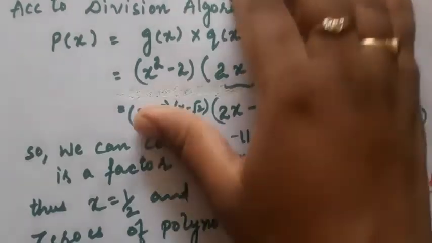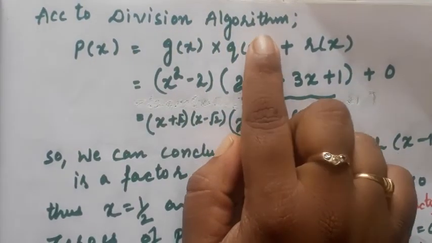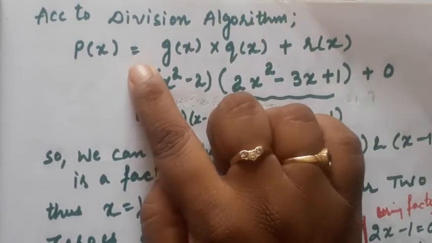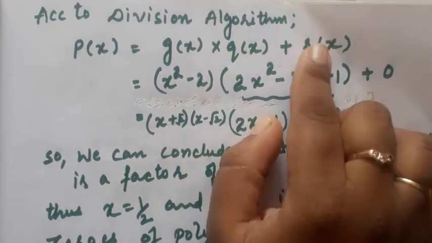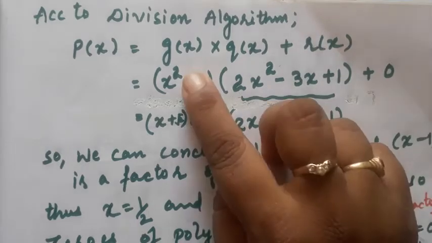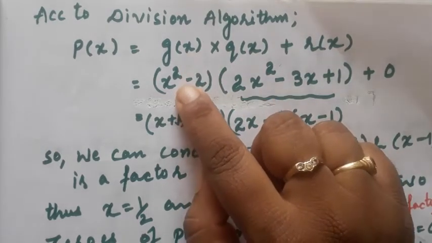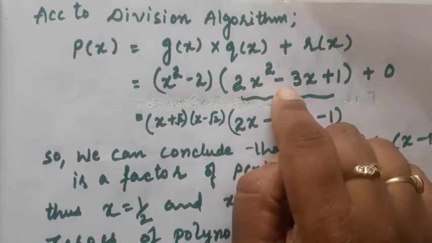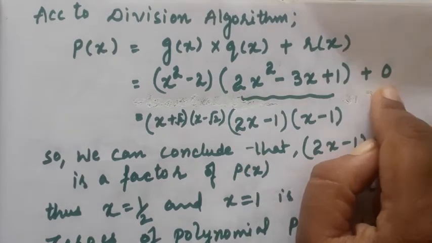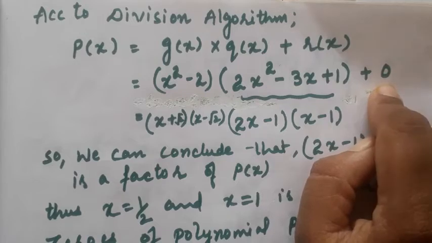Now we will apply the division algorithm, which gives us the expression that is p(x) is equal to g(x) into q(x) plus r(x). From the division we got, g(x) we know already, that is x square minus 2, and we got the quotient, that is 2x raised to power 2 minus 3x plus 1, and the remainder we got is equal to 0.